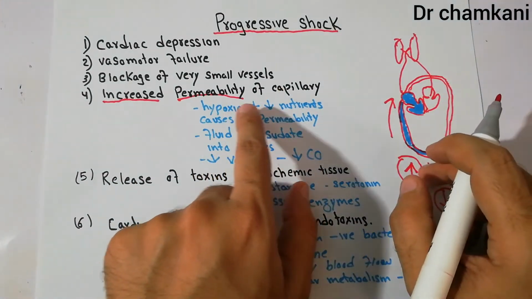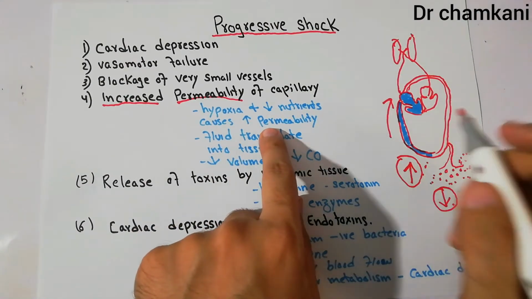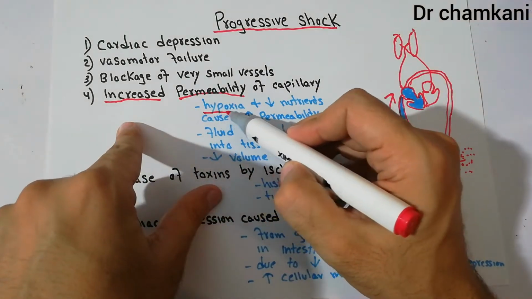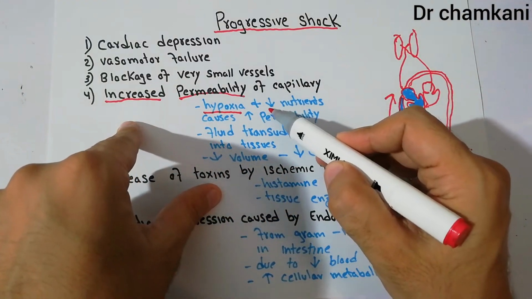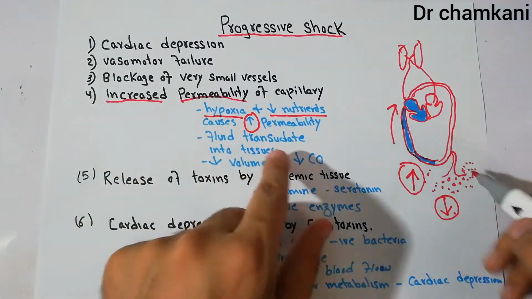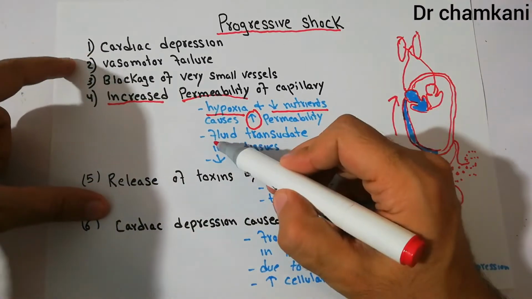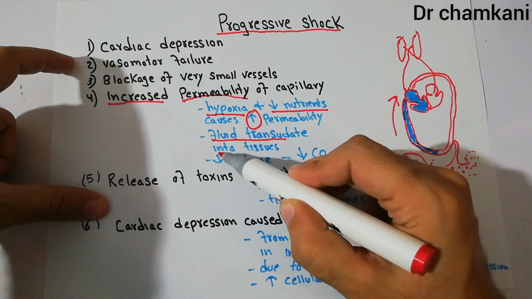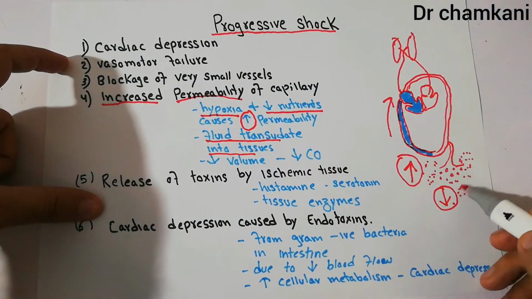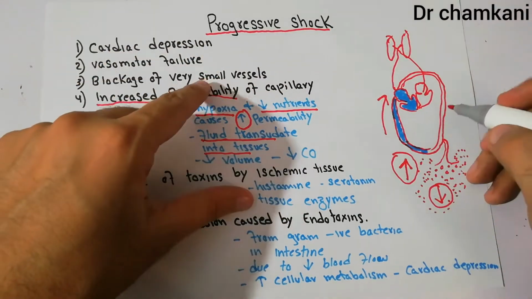Now you can see the hypoxia and the decreased nutrients cause the increased permeability. It is the decreased supply of oxygen, which is considered hypoxia, and the decreased supply of other nutrients that lead to the increase in the permeability. Now once the permeability of these capillaries has increased, fluid transudates into the tissue. More and more fluid is coming out of the circuit.